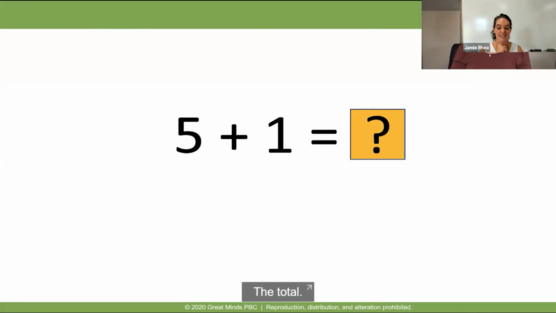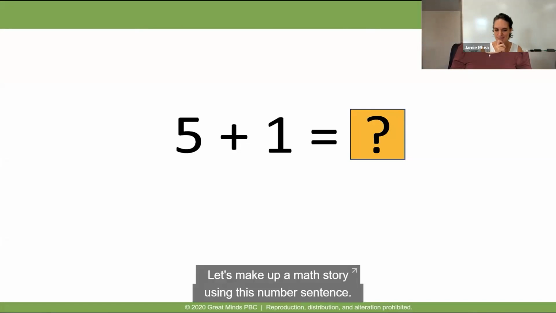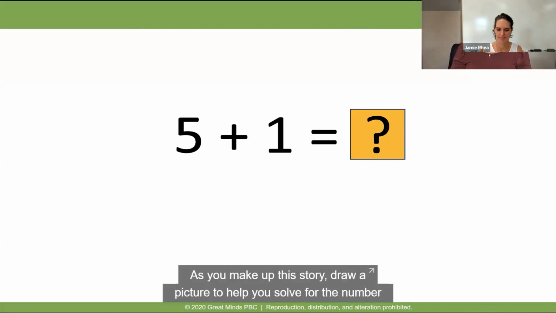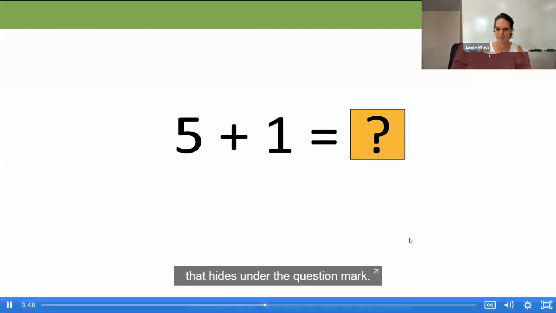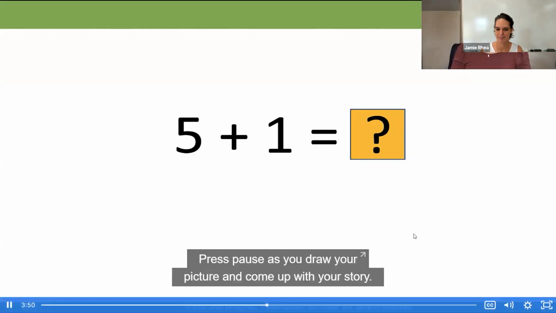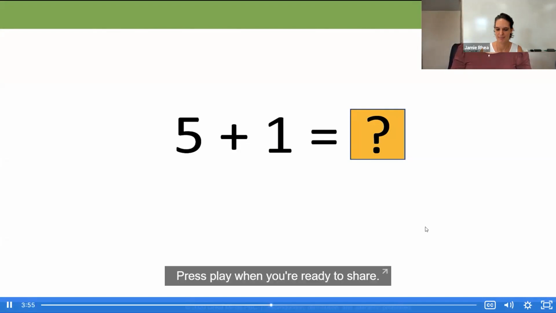The total. Let's make up a math story using this number sentence. As you make up the story, draw a picture to help you solve for the number that hides under the question mark. Press pause as you draw your picture and come up with your story.